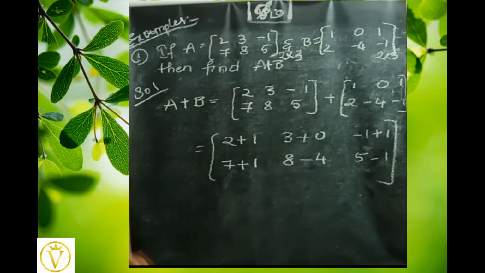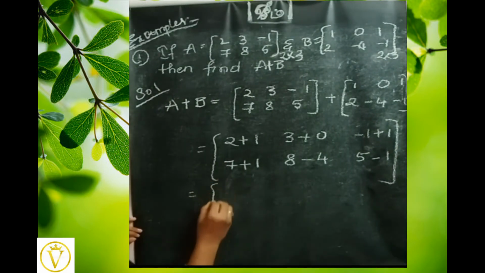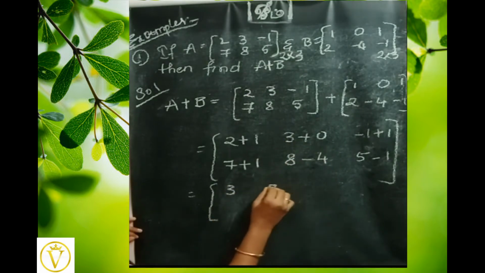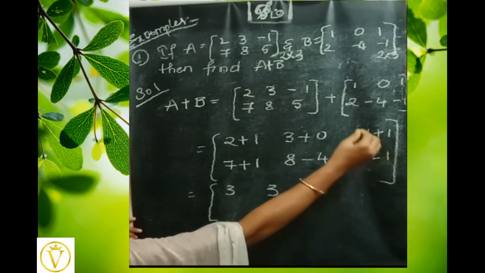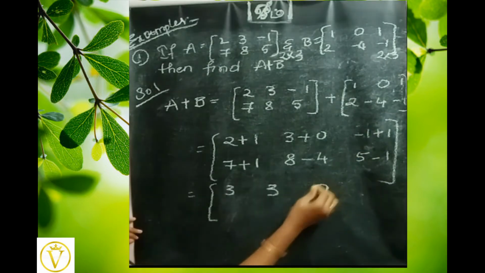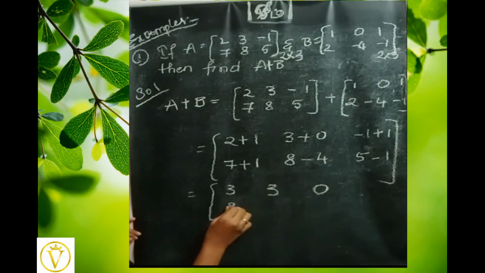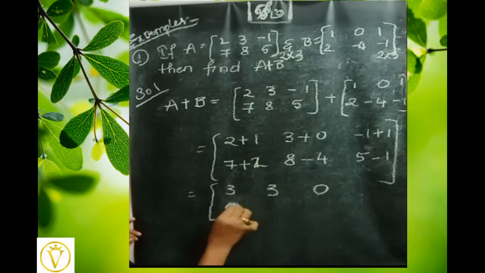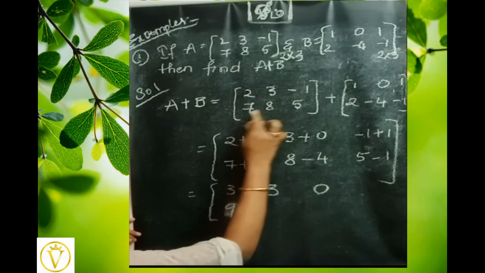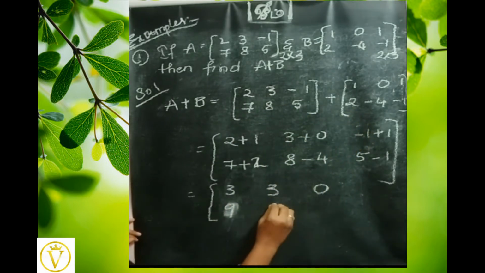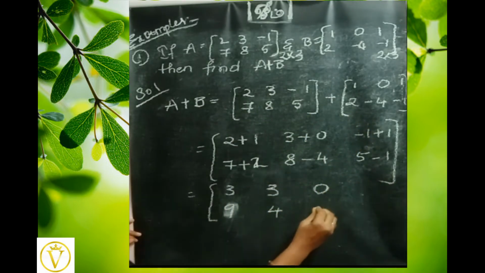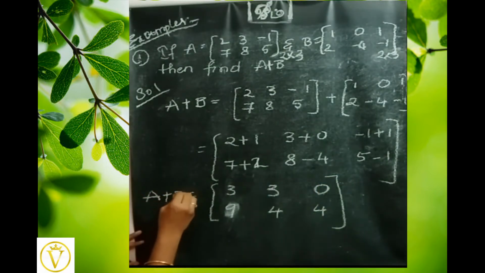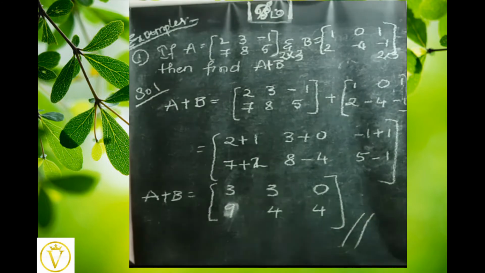Now, 2 plus 1 is 3. 3 plus 0 is 3. Minus 1 plus 1 will get cancelled and become 0. Sorry, here it is 2, so 7 plus 2 is 9. 8 minus 4 is 4. 5 minus 1 is 4. That's it. Our A plus B value is completed.